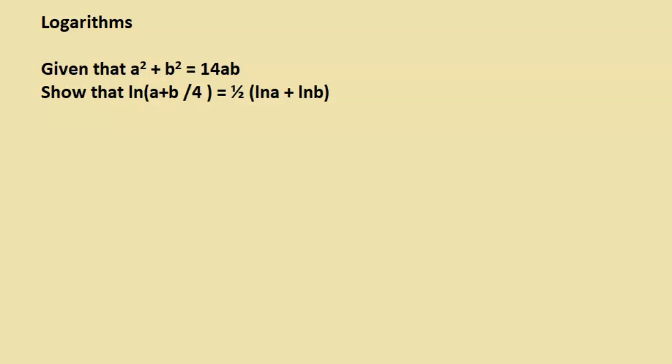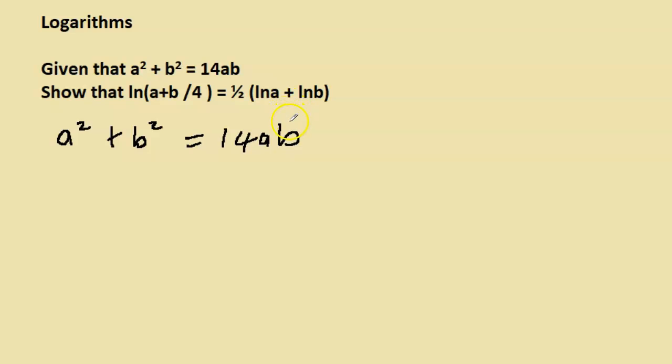Alright, so here we have a random logarithm problem. Given that a squared plus b squared equals 14ab, let me write it out here. So a squared plus b squared equals 14ab. Show that ln of (a plus b) over 4 is equal to half of ln a plus ln b.